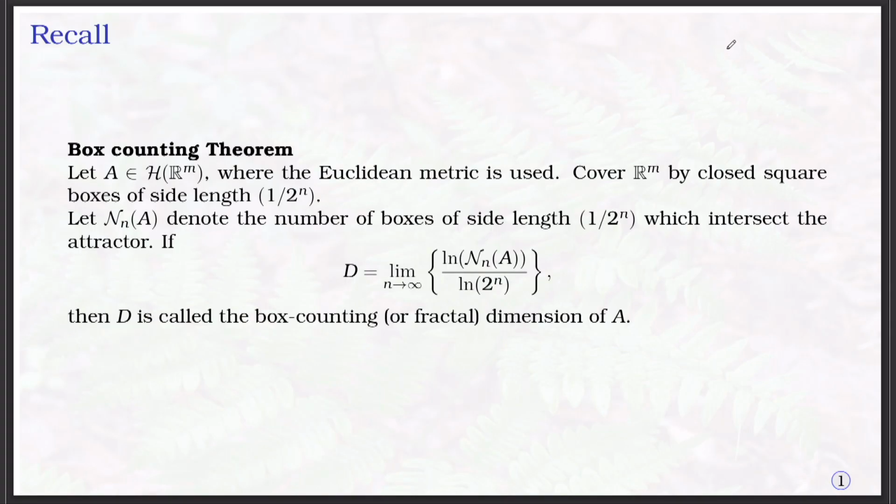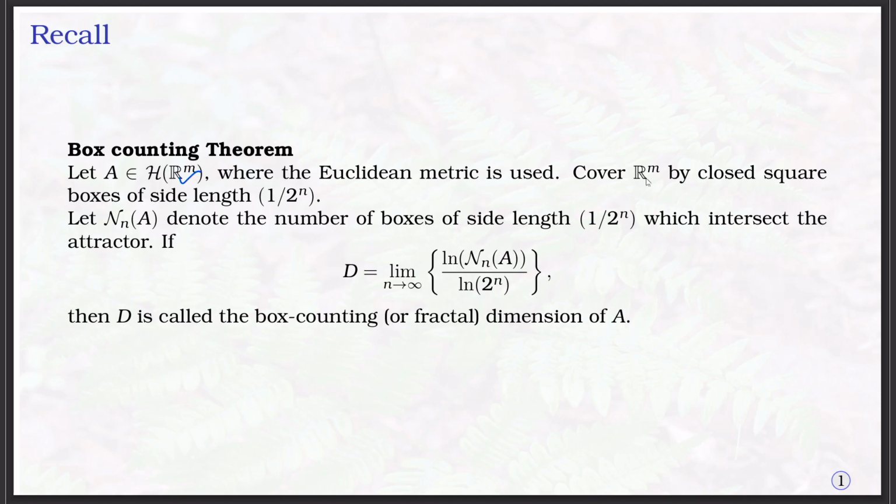Let us recall the box counting theorem. Let A belong to H of R power m, where R power m is the set of all ordered m-tuples of real numbers. H of R power m is the set of all non-empty compact subsets of R power m, where the Euclidean metric is used, and with the Hausdorff metric it is a metric space.